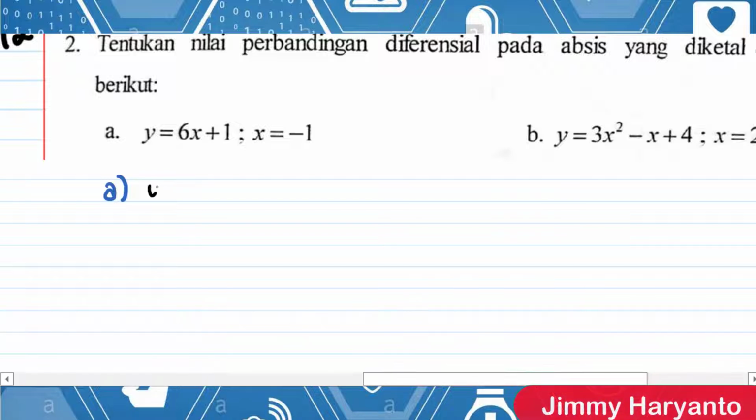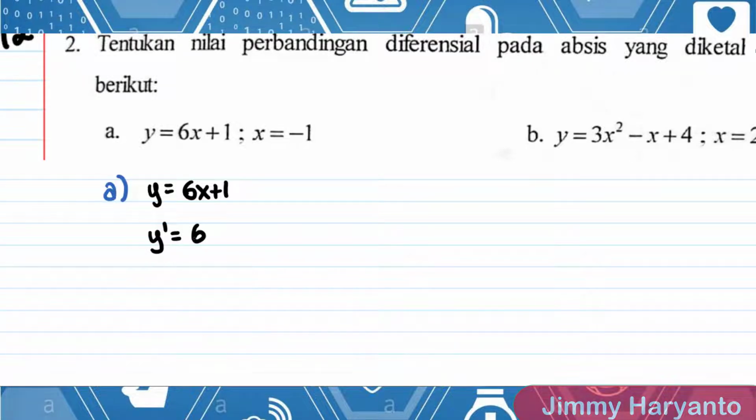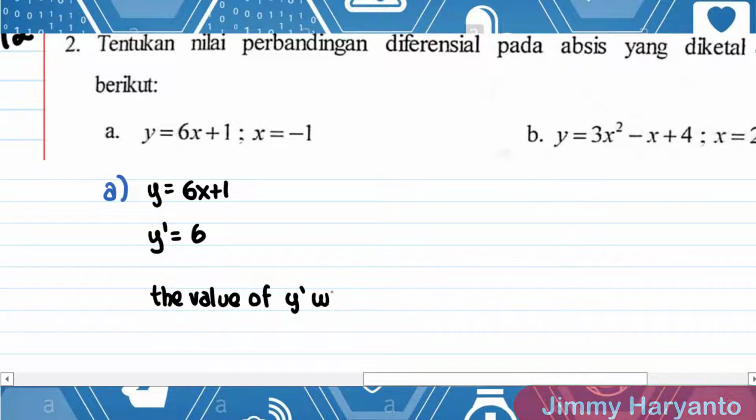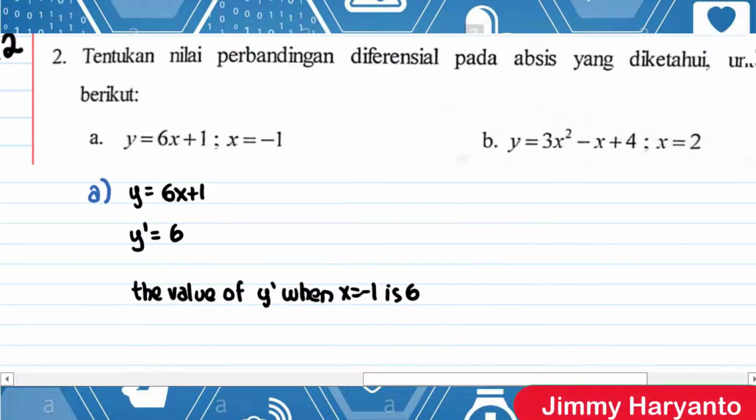Number 2a, we have y equals 6x plus 1. When we differentiate the function, we will get y accent equals 6. It doesn't contain x, so we cannot substitute x equals -1 into this function. Therefore, the value of y accent when x equals -1 is 6. And this is the answer for number 2a.